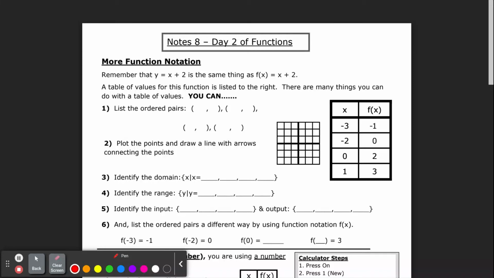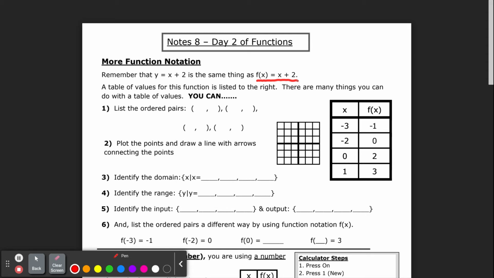Today we're going to go for Notes 8, which is day 2 of functions. So more function notation. Remember that y equals x plus 2 is the same thing as f of x equals x plus 2. So that's in function notation. A table of values for this function is listed to the right.